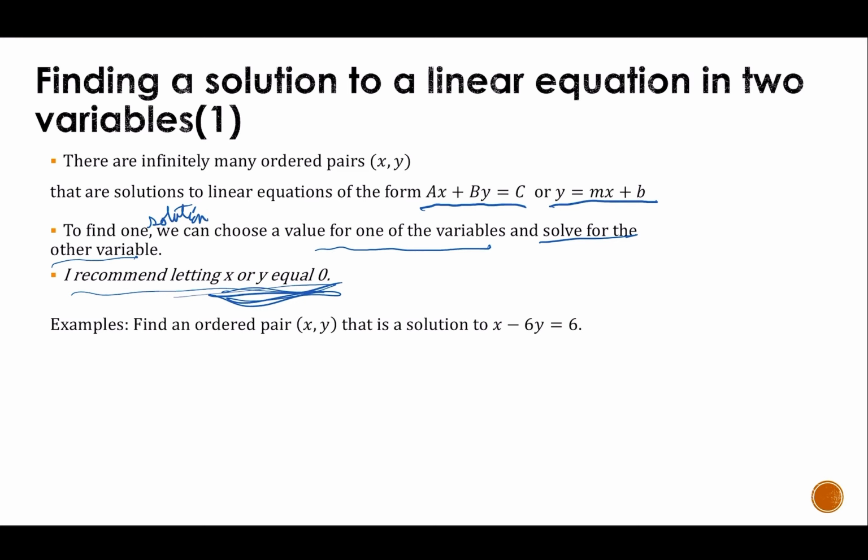So let's find an ordered pair. Well, maybe I'll do something different, but for this first one, we're going to do 0. So let's find an ordered pair x, y that is the solution to x minus 6y equals 6. So we just need to find one solution. In this case, I'm going to start with my ordered pair, and I'm going to let x equal 0. So that means I can substitute x equals 0 into my equation. 0 minus 6y is 6. That leaves me with negative 6y is 6. Again, we're trying to solve for y, so I divide both sides by negative 6. I get y equals negative 1.